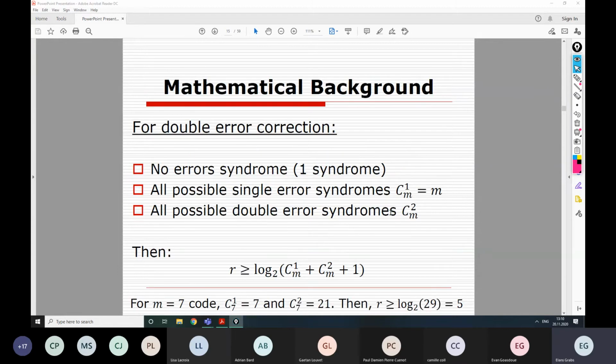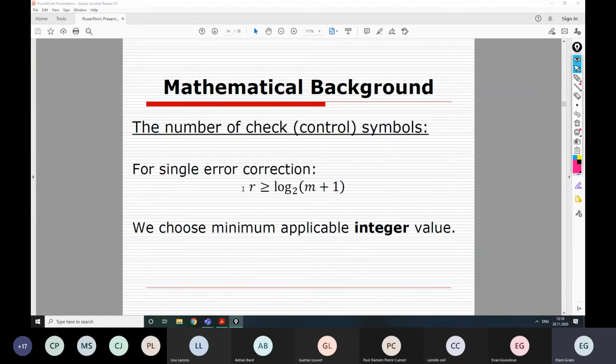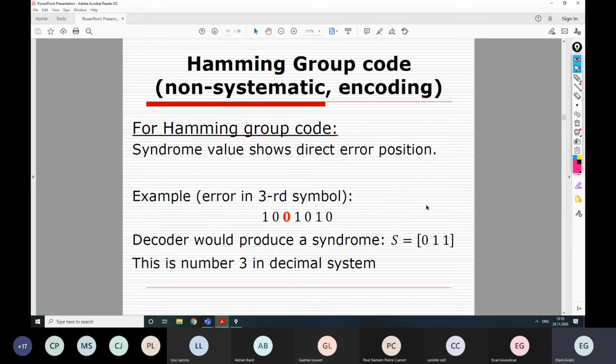So this way we calculate the number of these correction bits. Now, how do we calculate these bits and where do we place them? Let's start talking about group coding.